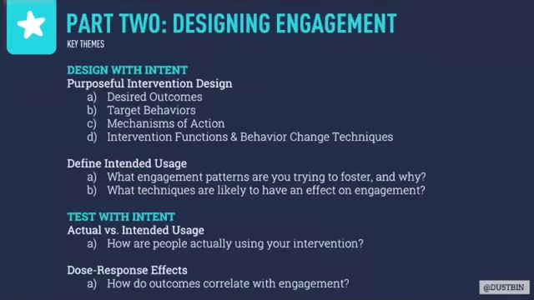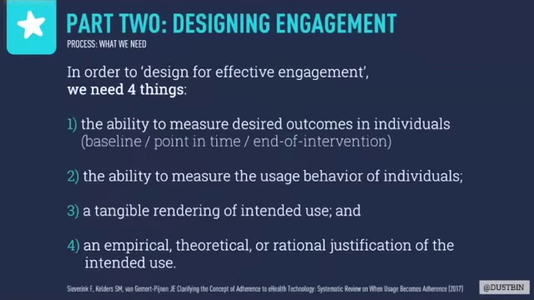We also want to test with intent. We really want to look at both what people are actually doing within an intervention and compare that to our assumptions and our intended use. And between those two things, we also want to try to understand, is there a dose-response effect? How do the outcomes, or people that are successful, correlate with their levels of engagement? And on the other side of it, for people who haven't quite made outcomes yet, are there patterns that you can detect with what they're interacting with as well as how much they're interacting with?